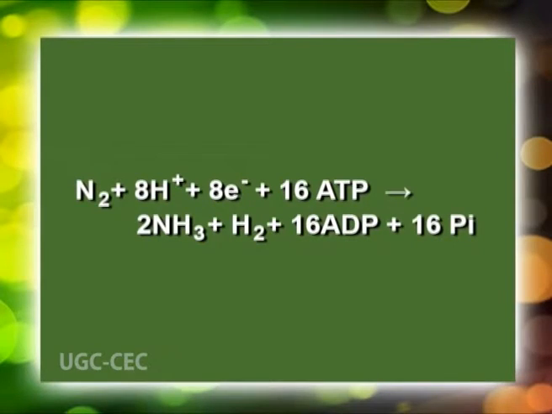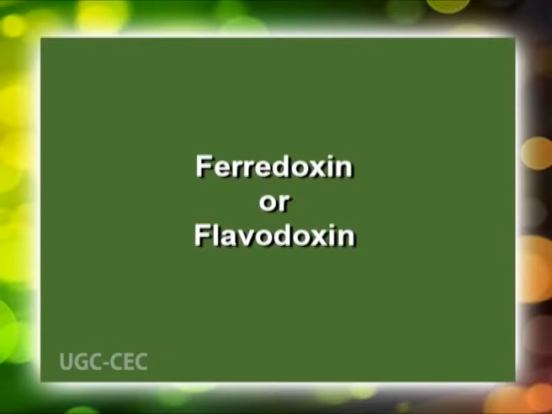Thus, biological nitrogen fixation can be represented by the following overall equation, in which 2 moles of ammonia are produced from 1 mole of nitrogen gas at the expense of 16 moles of ATP and a supply of 8 electrons and 8 protons. The enzymatic reduction of dinitrogen to ammonia requires both a reducing agent such as Ferredoxin or Flavodoxin and an input of chemical energy released from the hydrolysis of ATP to overcome the activation energy barrier.